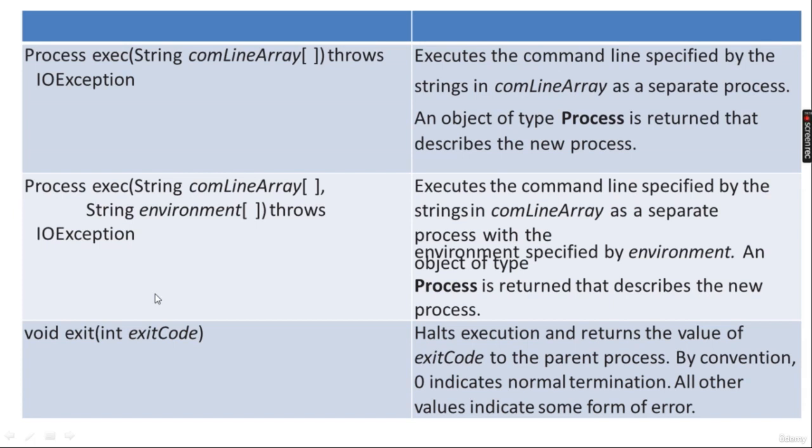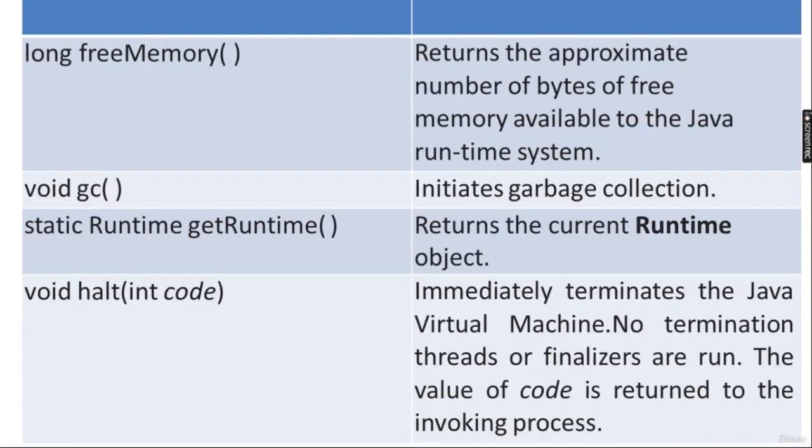void exit(int exitCode) halts the execution and returns the value of exitCode to the parent process. By convention, 0 indicates normal termination; all other values indicate some form of error. Okay, if you want normal termination, it will be 0. The exit code is 0 for normal termination, otherwise it is an error code.